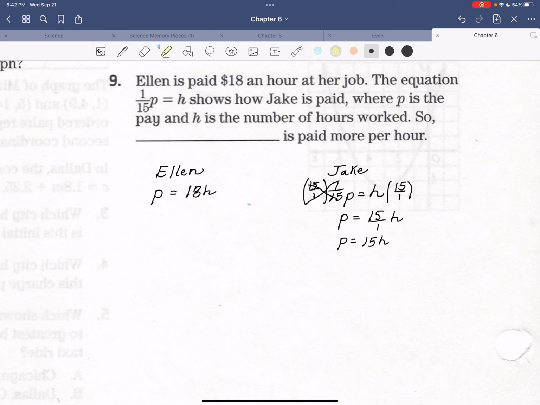So once you standardize those equations to each other, you get them both in slope-intercept form, you can see that Ellen is paid $18 an hour. Jake is paid $15. So Ellen is paid more, $3 more.